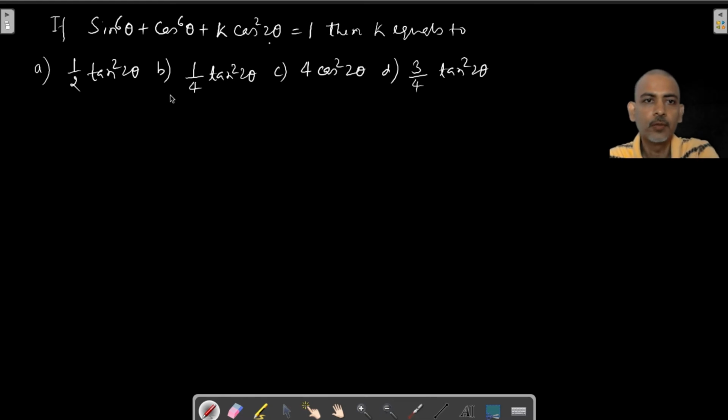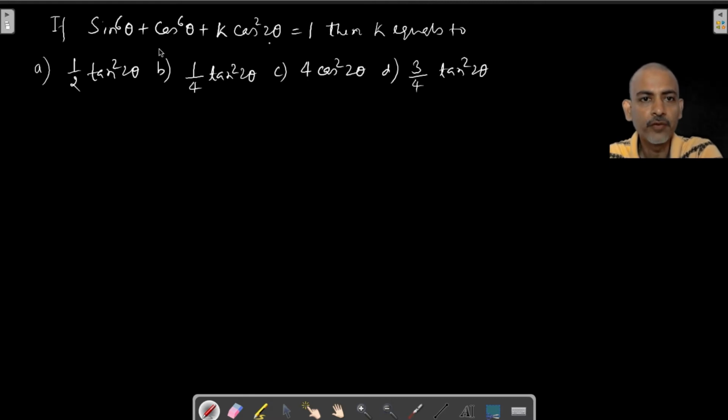The first problem says that an expression is given: sine to the power 6 theta plus cos to the power 6 theta plus k into cos square 2 theta equals 1. We need to find the value of k so that this expression becomes 1. There are four options given.